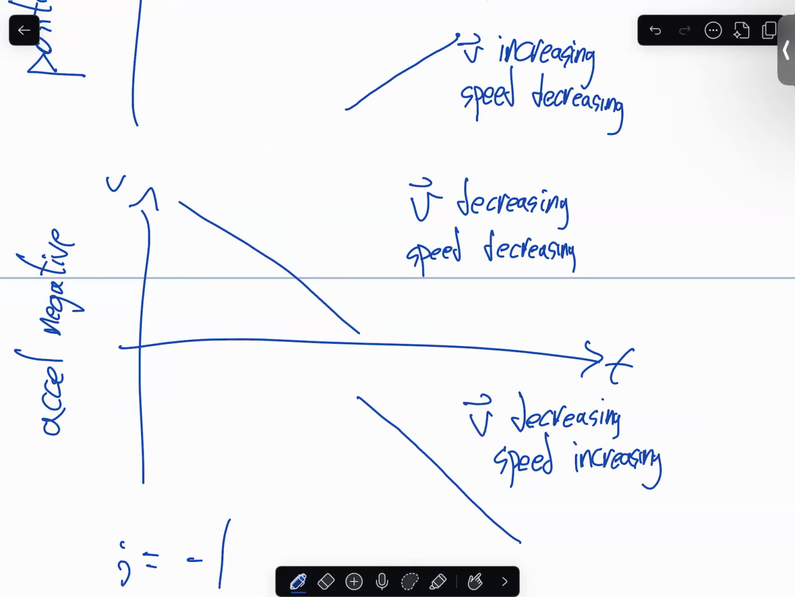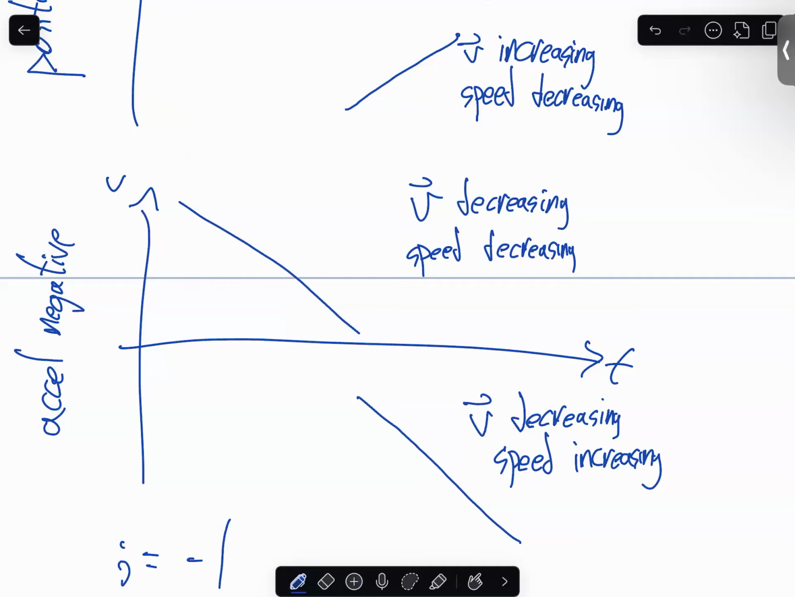Acceleration is negative. Slope of velocity is negative. Acceleration is negative. Decreasing velocity, all equivalent. Again, it does not mean that you are slowing down. You have to look. What you can say in general, your general conclusion: if velocity and acceleration are both positive or both negative, then you speed up. If your velocity is positive and your acceleration is negative, or your velocity is negative and your acceleration is positive, if they have different signs, then you slow down.